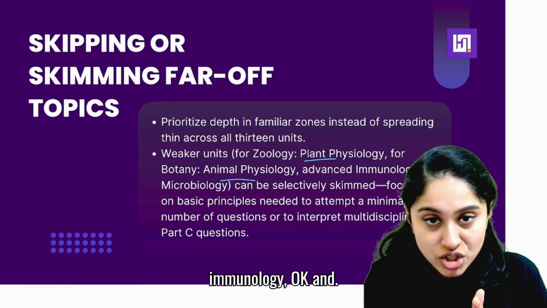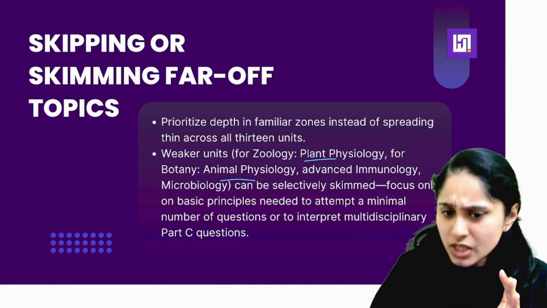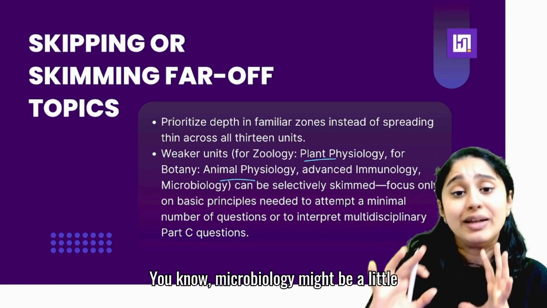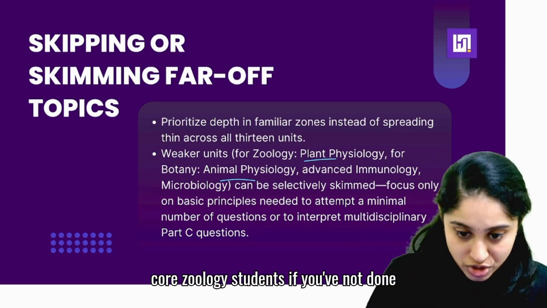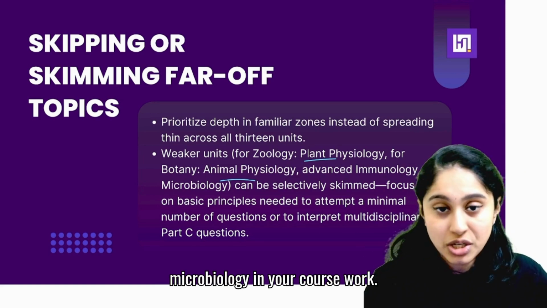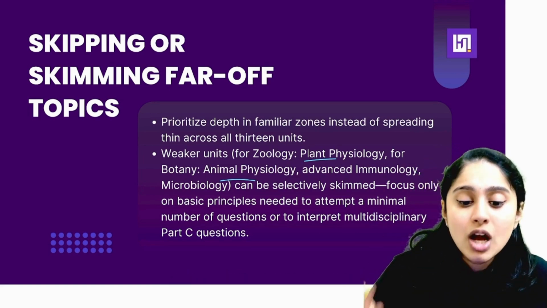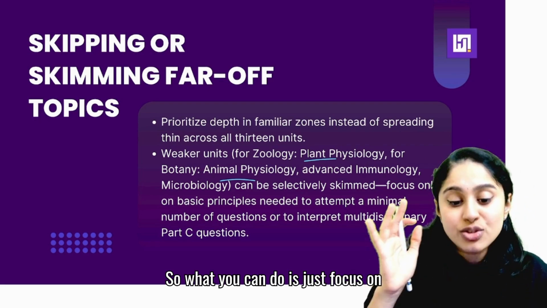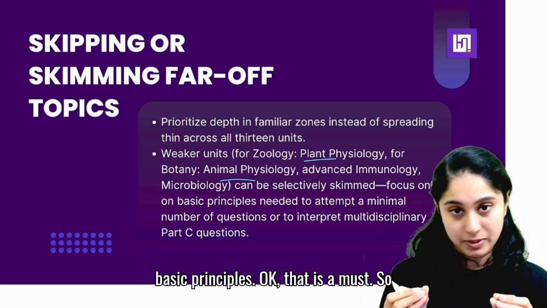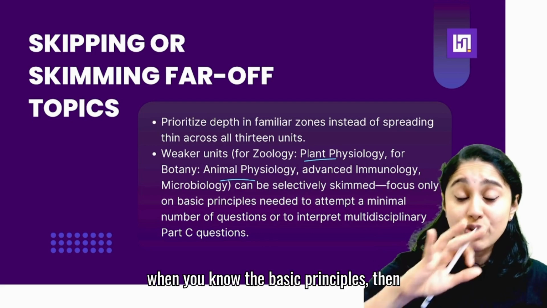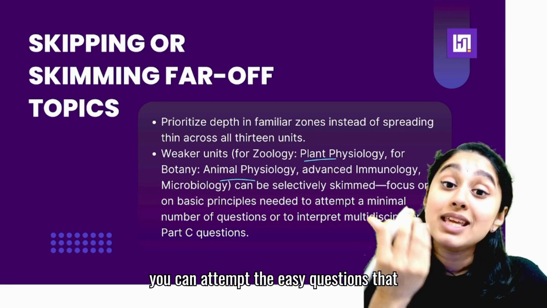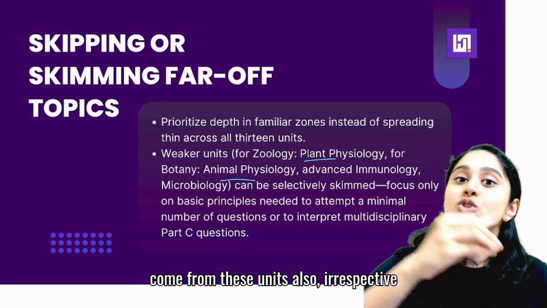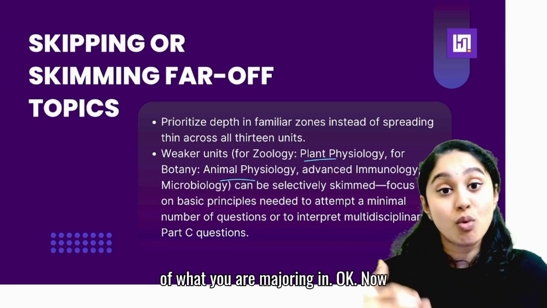So the weaker units for zoology people will be plant physiology, and for botany will be animal physiology, sometimes immunology. Okay, and microbiology might be a little difficult for the botany students or the core zoology students if you've not done microbiology in your coursework. So what you can do is just focus on basic principles. Okay, that is a must. So when you know the basic principles, then you can attempt the easy questions that come from these units also, irrespective of what you are majoring in.